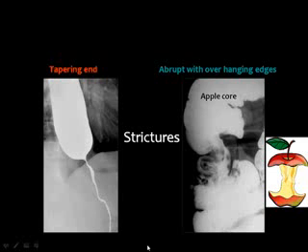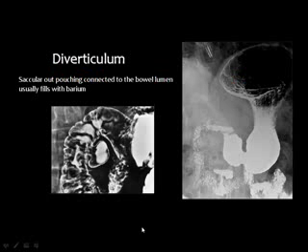Then the stricture means an area of narrowing in the gut. And we have two types of strictures. This stricture, which is known as the rat tail configuration, may indicate a benign lesion. And this is the characteristic stricture, which is known as apple core configuration. And you can see it's almost similar to the apple core, with hanging edges above and below. And this is diagnostic of malignant stricture.